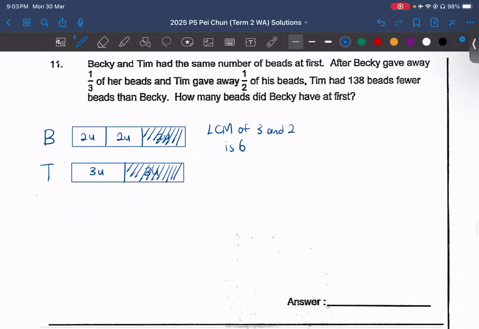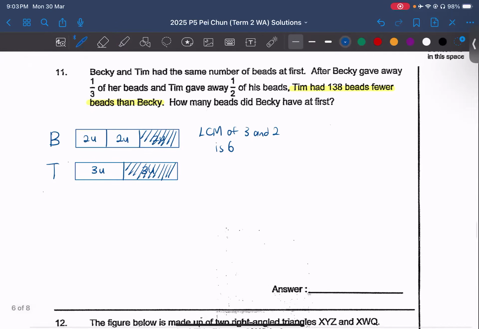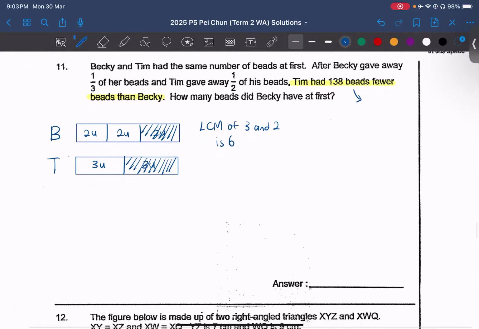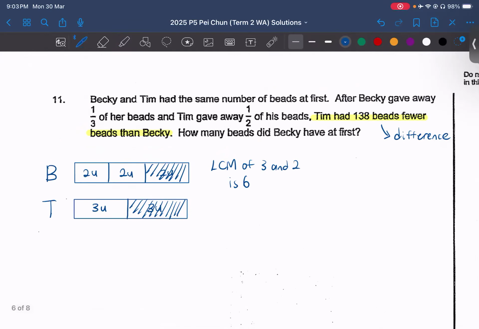Okay. Next, we read the question again. Tim had 138 beads fewer than Becky. Okay, so once again, this 138 beads fewer represents a difference. So where will my difference be in the model? Let me draw it out. You can observe from Becky and Tim, the difference is actually this portion here.